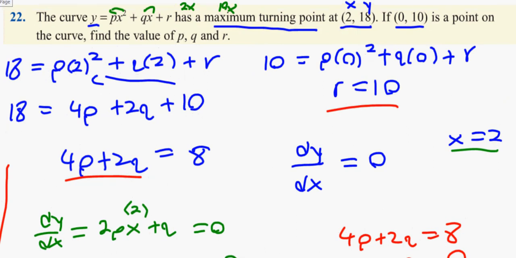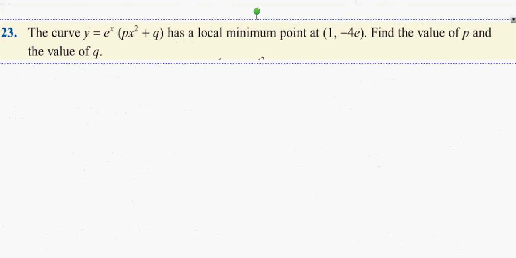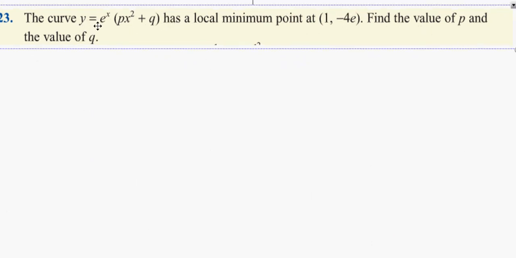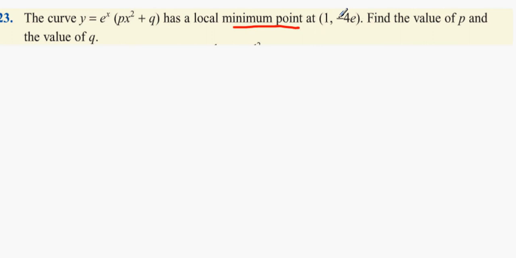Okay, moving on. Question 23. The curve y equals e to the x multiplied by px squared plus q has a local minimum point at (1, minus 4e). Find the value of p and the value of q. Well, what we know first and foremost is this is a point on the curve. So when y gets replaced with minus 4e, this happens when x equals 1.